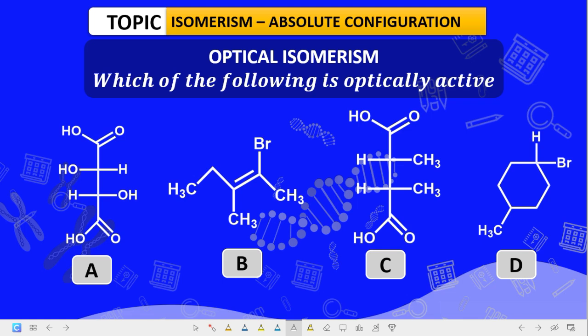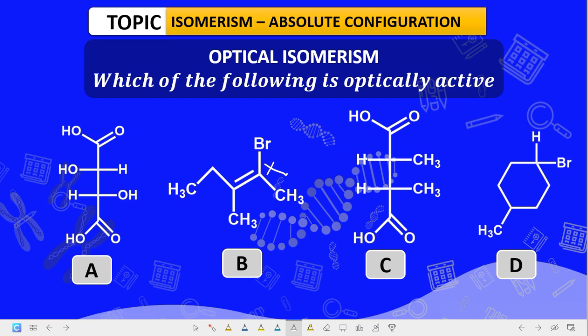Now, if you look at all the compounds very well, first of all, this is not a chiral carbon, right? This carbon center, let me start with this one, is not a chiral carbon, so this is not optically active, because a chiral carbon center must have 4 different groups around it. So this is not optically active.